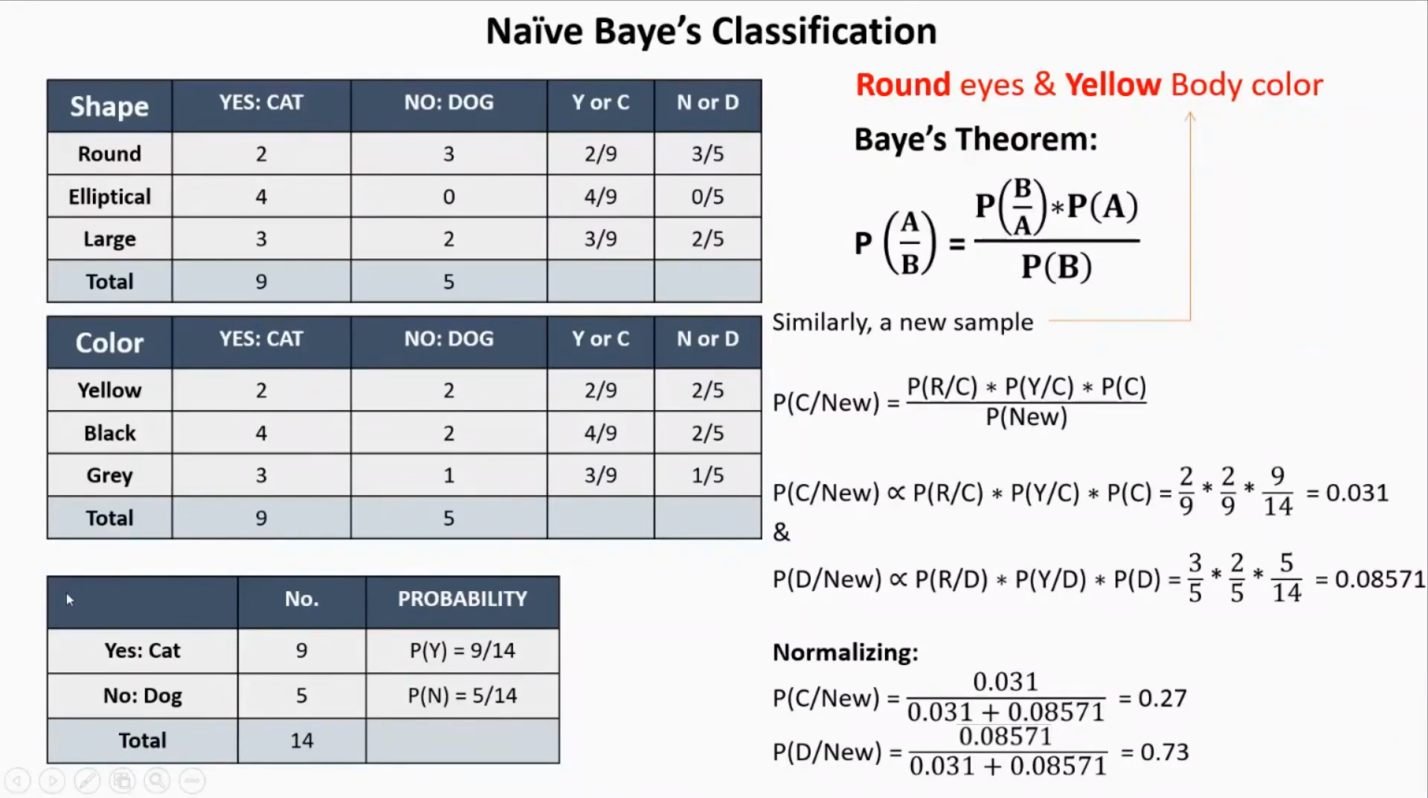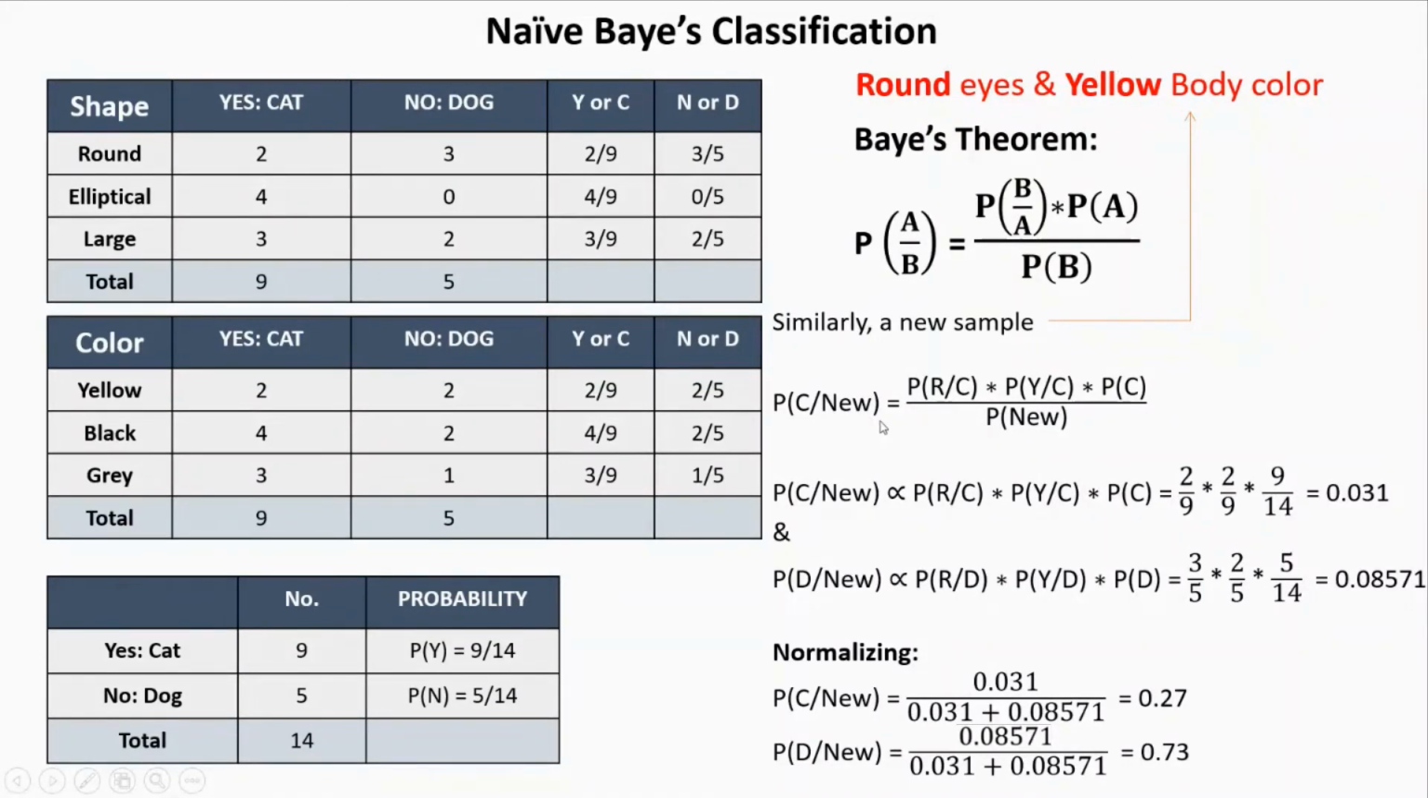Okay. So now, in totality, from the whole population of your data set, you compute how many cats are there and how many dogs are there. So your total population is 14, amongst which you counted 9 times cats and 5 times dogs. So the probability of it being cat is 9 by 14 and it being dog is 5 by 14. Okay. So this is your available data for now. Now, a new species is given to you, and that has got round eyes and yellow body color. And you are supposed to find out whether it is a cat or a dog.